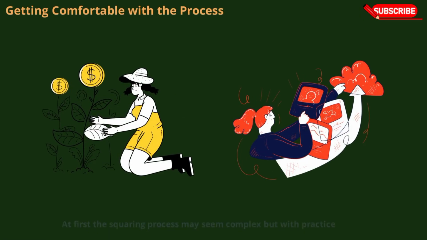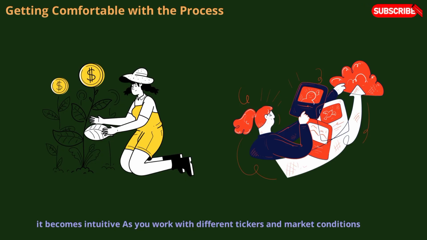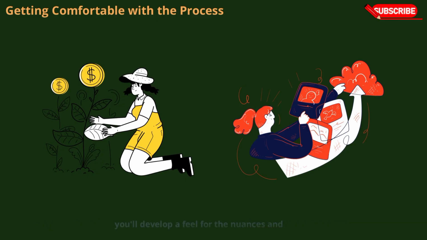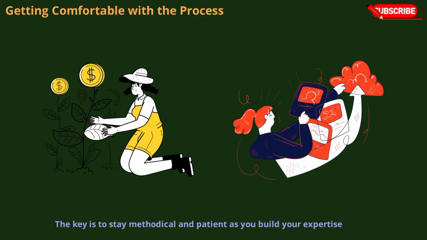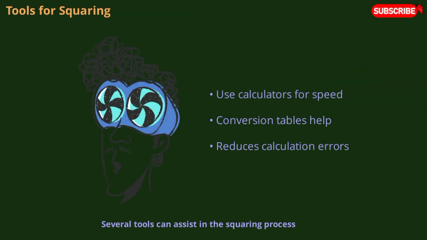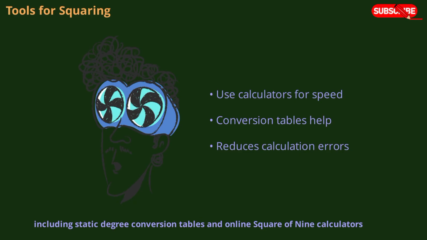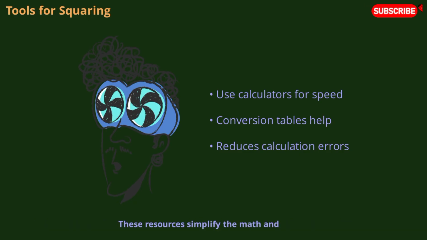At first, the squaring process may seem complex, but with practice, it becomes intuitive. As you work with different tickers and market conditions, you'll develop a feel for the nuances and learn how to adapt the technique for consistent, reliable results. The key is to stay methodical and patient as you build your expertise. Several tools can assist in the squaring process, including static degree conversion tables and online Square of Nine calculators. These resources simplify the math and help you quickly identify degree relationships, making the analysis more efficient and less prone to error.